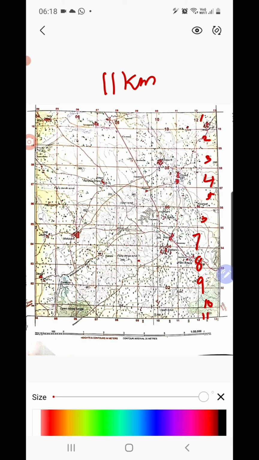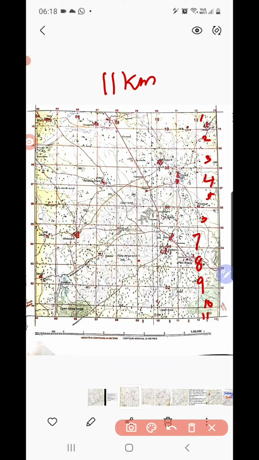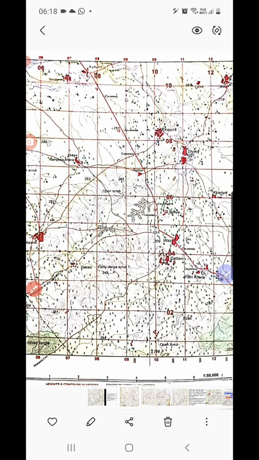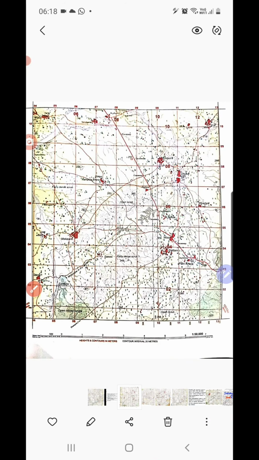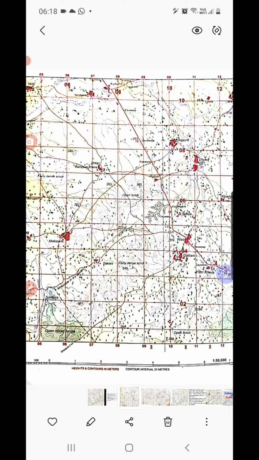Suppose a question comes: what is the contour interval of the given map extract? The contour interval of a map is always 20 meters. It is given in every map. You see, at the bottom of every map you can find the contour interval. The contour interval is 20 meters.